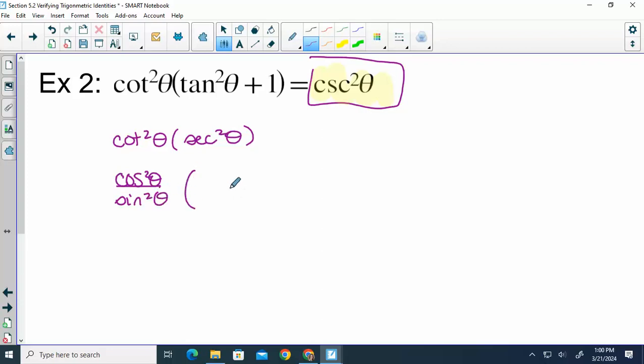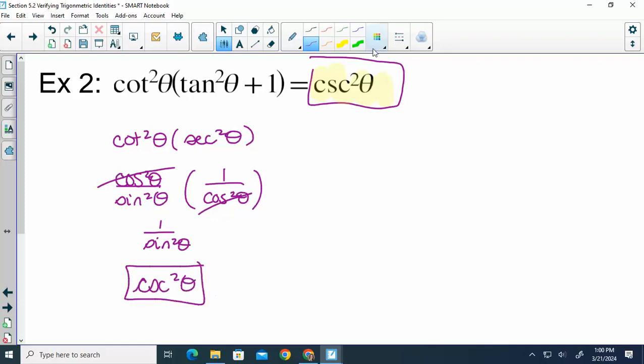And what is secant? The opposite. 1 over cosine squared. What happens when you multiply those? And we get 1 over sine squared theta, which is? That's what we wanted. Could you have also changed it all to sine and cosine? Alright, let's do 1 or 2 more.